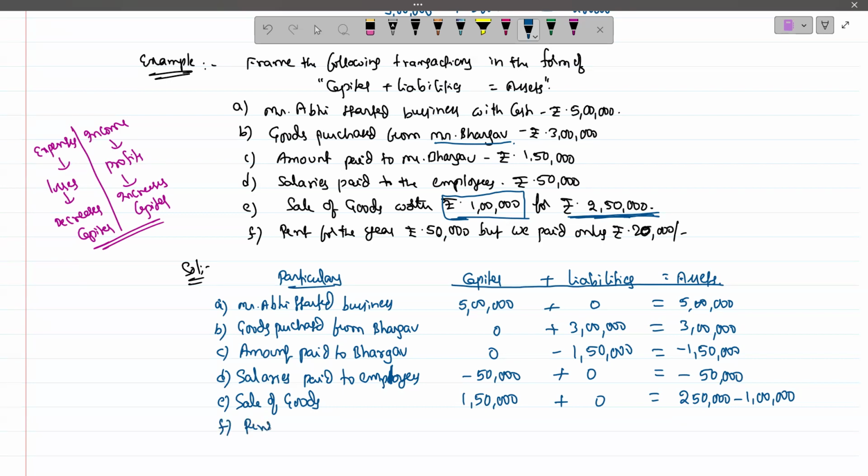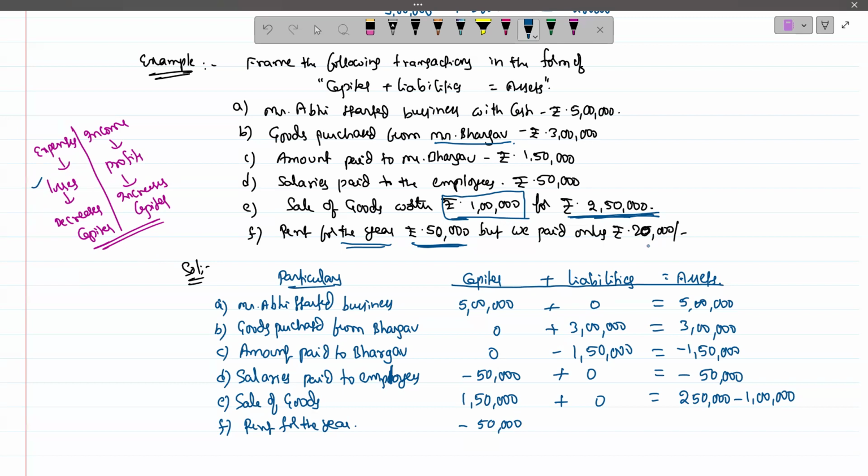And next one, rent for the year 50,000. Actually, rent is nothing but an expense. So already we utilized the total building for 1 year. For that, we are liable to pay 50,000 to the owner. As we received these services, that expense was already incurred. So expense leads to losses, and the losses lead to a decrease in capital. So capital is decreased by 50,000.